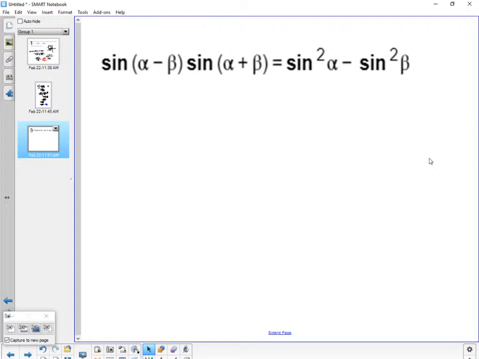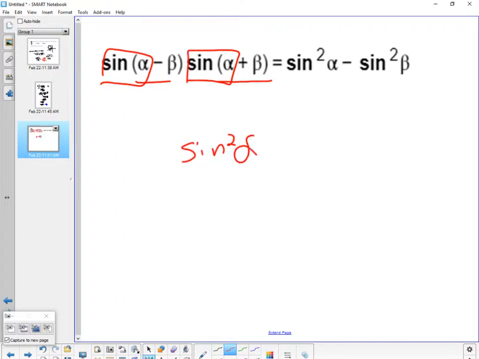Okay, this one's actually quite simple. I hate to say that. I want you to notice that these are conjugates of each other, aren't they? And if they're conjugates, then when you do your foiling, you only have to multiply the first two and then the last two. So, sine of alpha times sine of alpha is sine square alpha, and then the next two, sine of negative beta times sine of beta would be negative sine square beta, which is exactly what we have there.